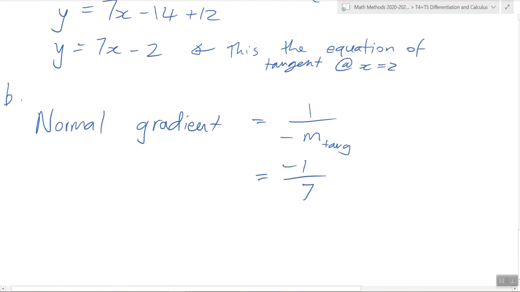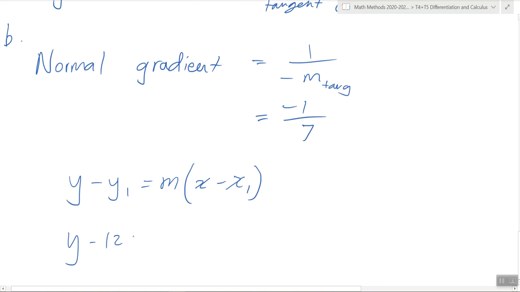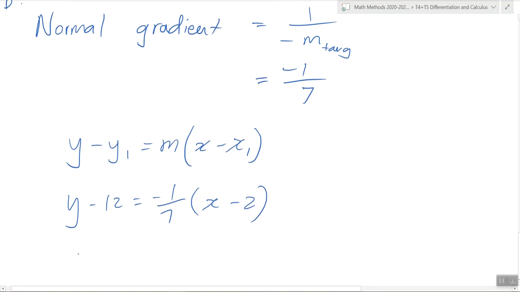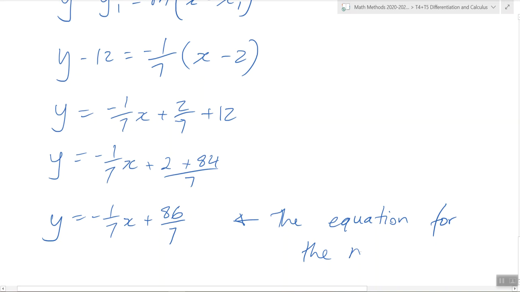Okay, so same equation again. y minus y1 equals m(x minus x1). So sub in the point. We've got 12 for y. We've got the gradient, and we've got x1 equals 2. So again, you rearrange this because we like to have the y by itself for equations. So there's your final equation for the normal. Is there any questions about any of that? That's pretty much all of my talking for the moment.